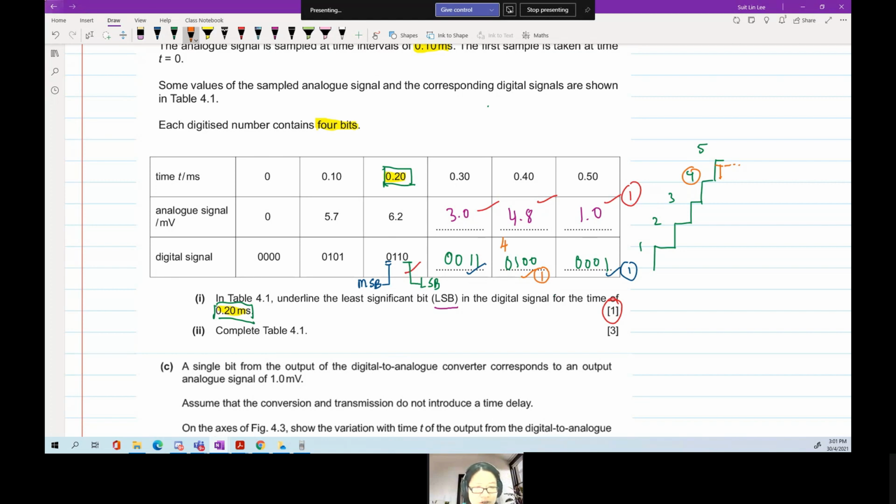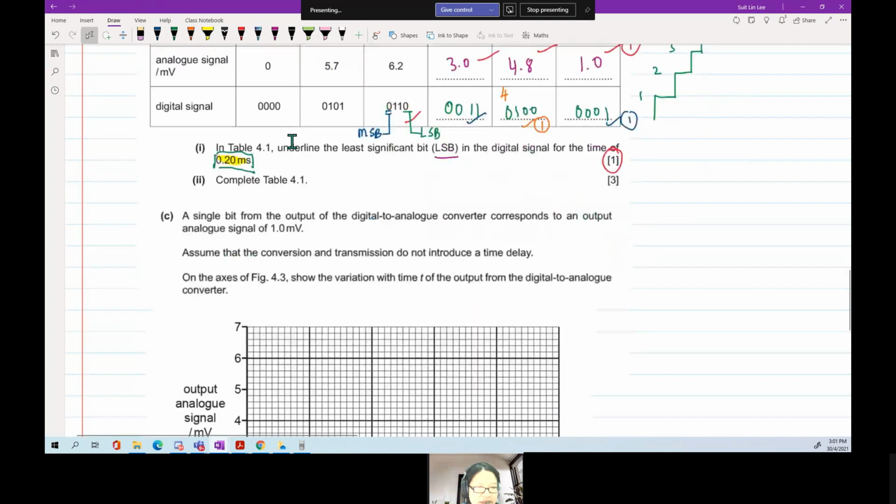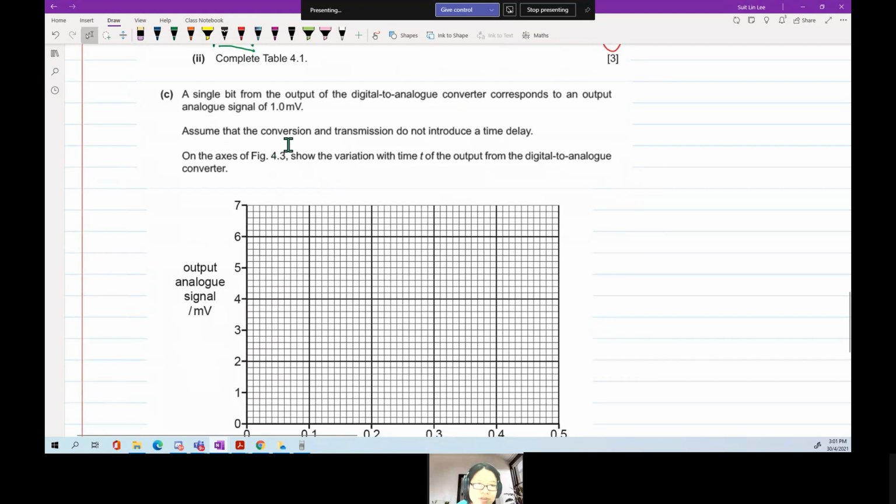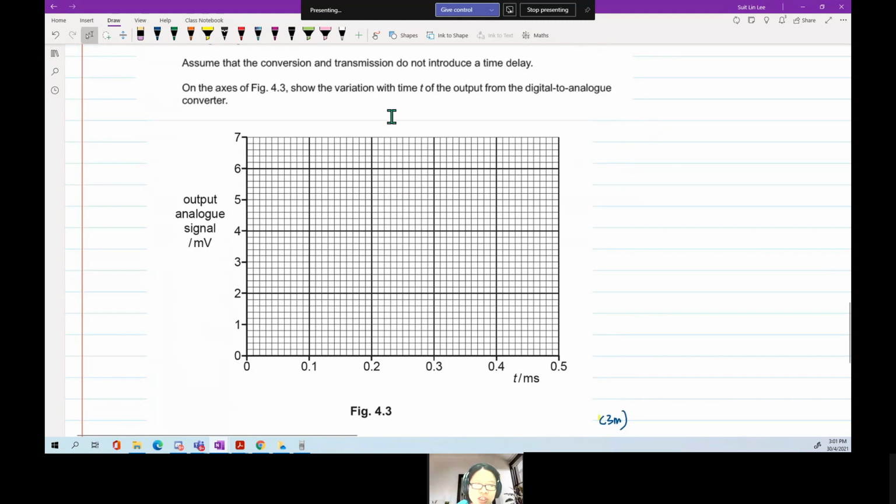Okay. So now we have all these ones and zeros. And it says that a single bit from the output of the digital to analog converter gives an output of 1.0 millivolt. Assume that for the conversion and transmission, there's no time delay, no lag. On the axis, show what the output of the digital to analog converter will look like. 3 marks.